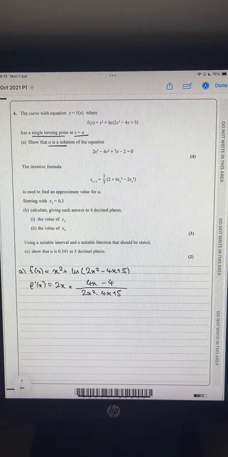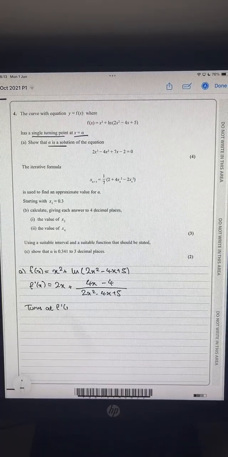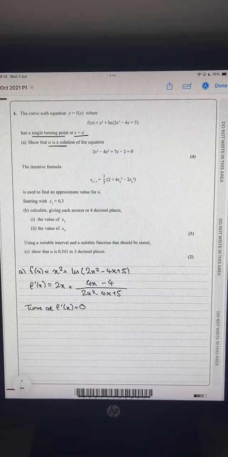So this is my f dash of x function, and I know that alpha is a solution of this equation, so it turns at f dash of x equals 0 to find my turning point. That's where my gradient is 0.